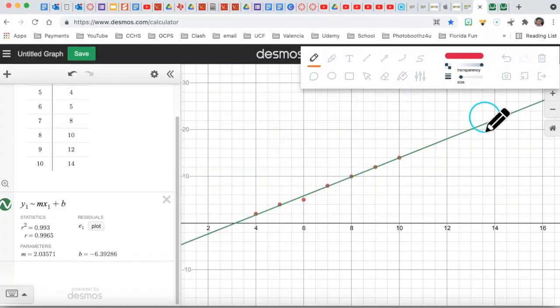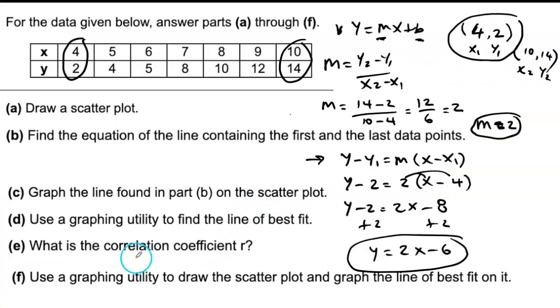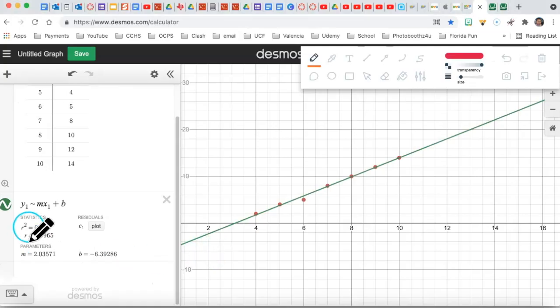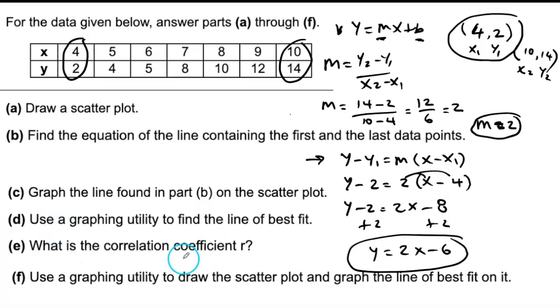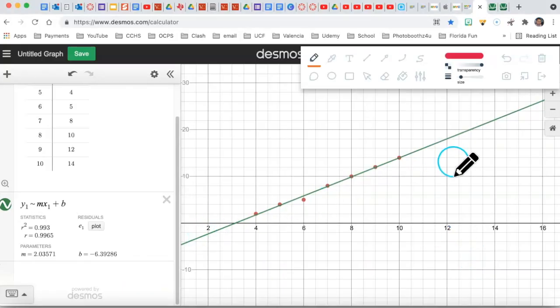The green line. That's the line of best fit. What is the correlation coefficient? R is 0.9965. Use the graphing utility to draw the scatter plot and graph the line of best fit. That's what we have in Desmos.